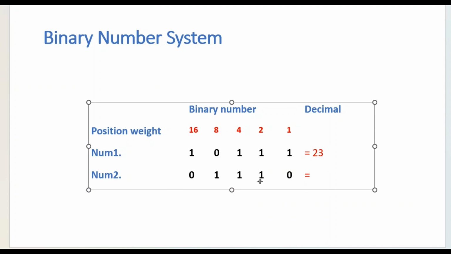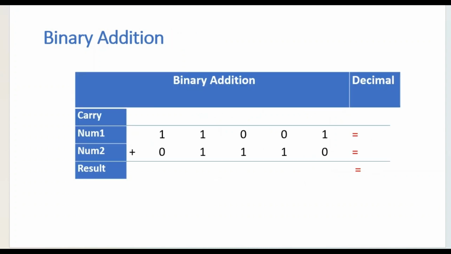It is 011110. So here it is 8 plus 4, 12, 12 plus 2, 14. So this number is 14. Okay. Now let's do the binary addition. So these are the numbers. Number 1 is 11001, and number 2 is 01110.